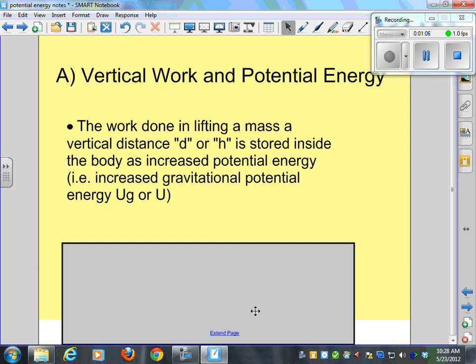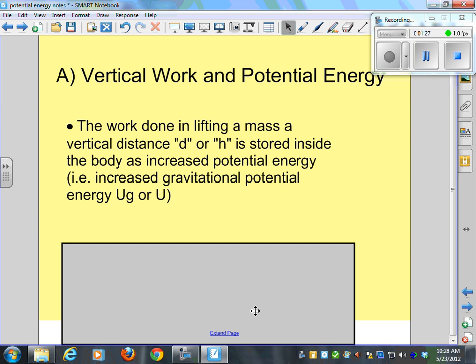The work done in lifting a mass a vertical distance d, or h, whichever you prefer, h for height, of course, d for distance, is stored inside the body as increased potential energy. Now, for whatever reason, U is the letter for potential energy.